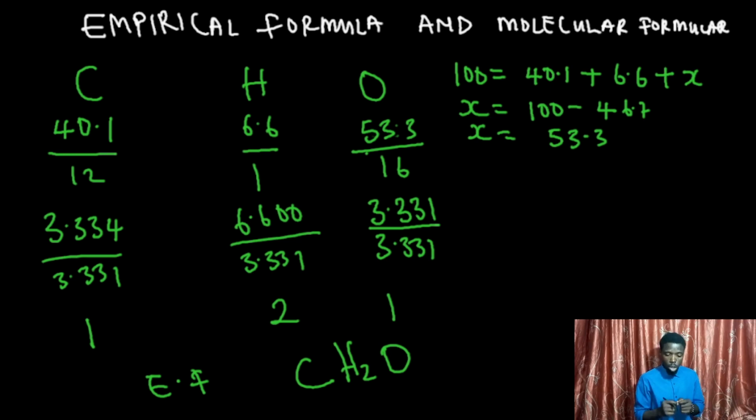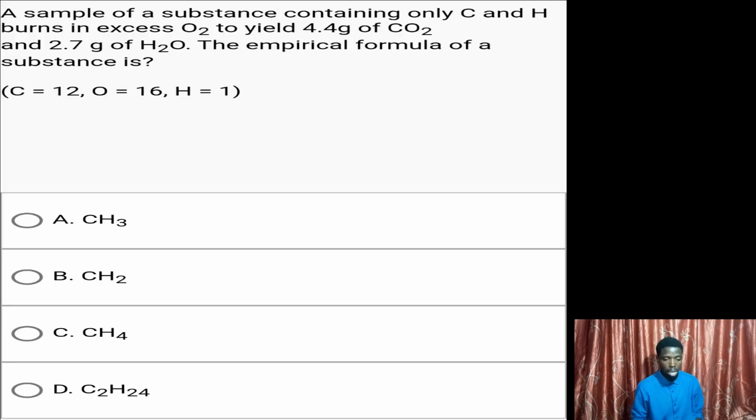This time around, we are going to try a question that has to do with mass composition. The next question we are going to try is: a sample of a substance containing only carbon and hydrogen burns in excess oxygen to yield 4.4 grams of carbon dioxide and 2.7 grams of water. The empirical formula of this substance is dash.